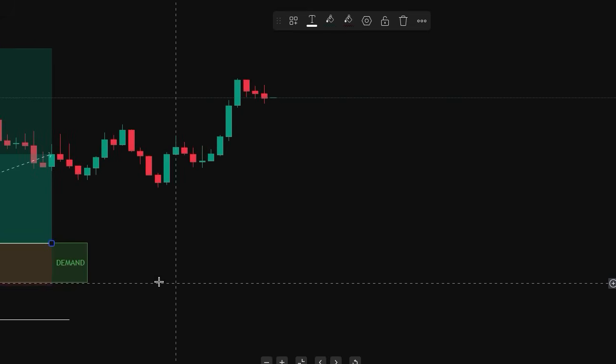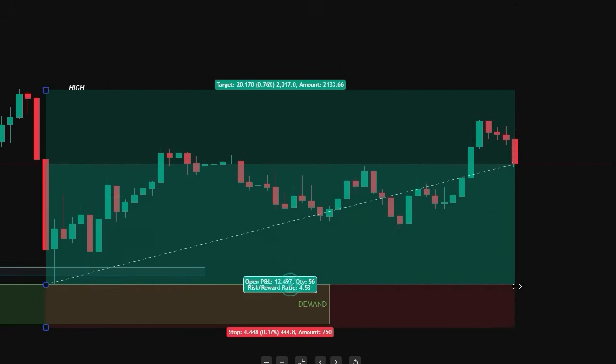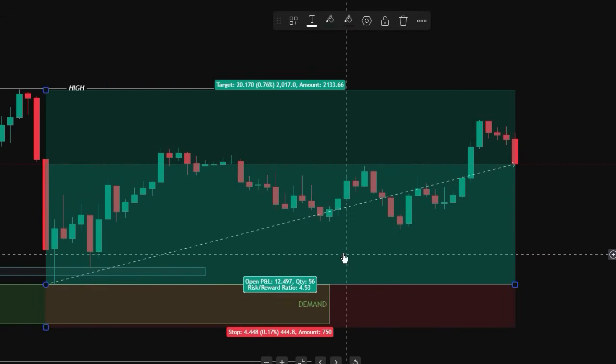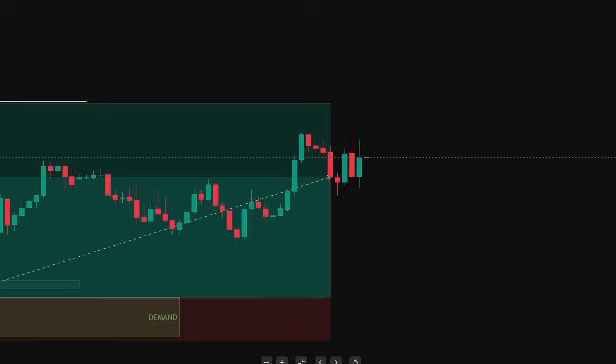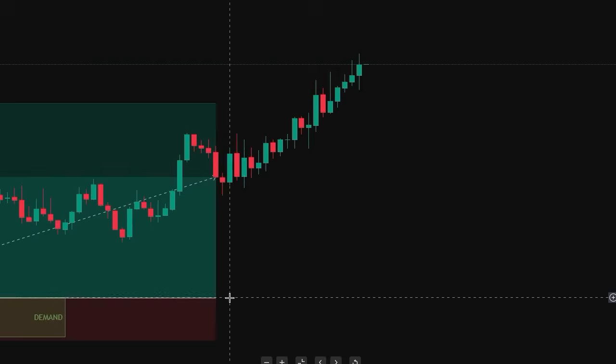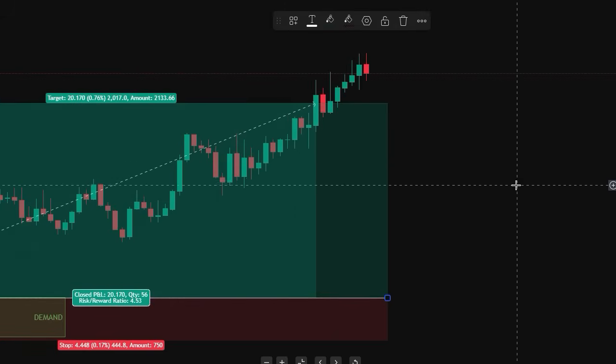You can see sometimes it keeps tapping out and giving you a reaction. It makes you scared, but you don't have to be scared because this is the nature of trading. Now you can see the TP target is successfully hit.